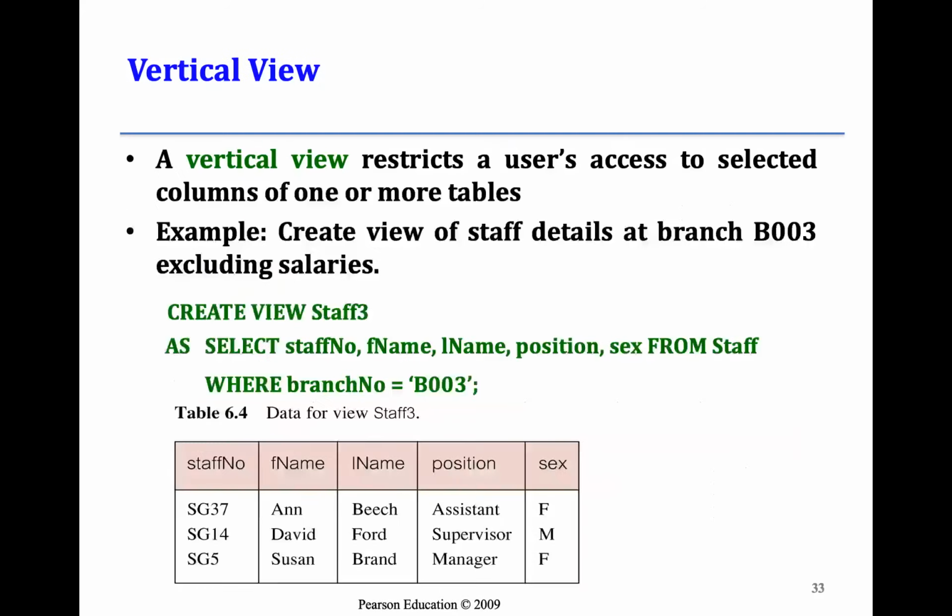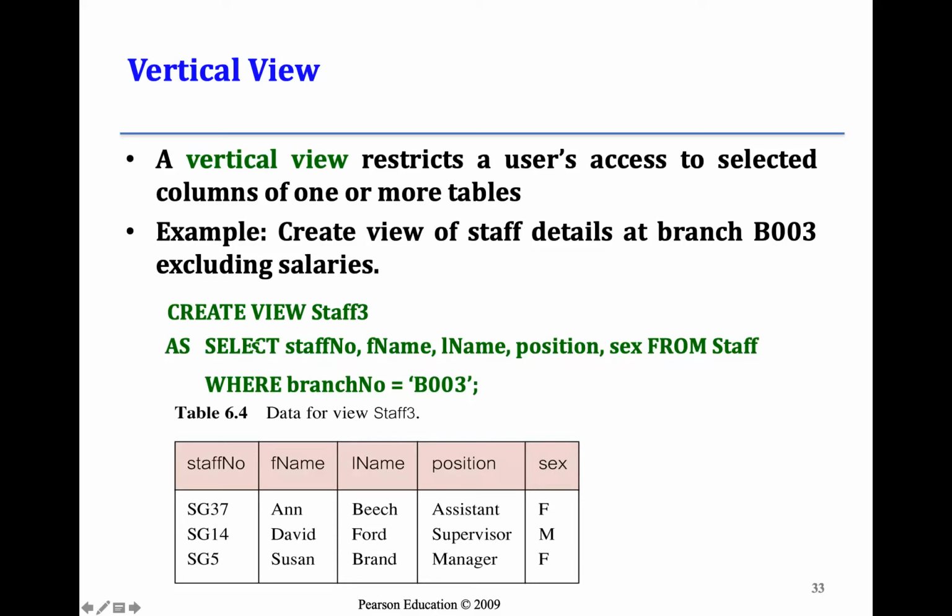But you're able to write some queries on that view. So a second type of view is a vertical view, and it means that you can see the entire, all rows in the relation, but only certain columns. So it's a vertical slice. So in this case, we might want to create a directory of the staff at branch B3, but we want to exclude the salaries. So in this case, we specifically create a view and select the columns that will be in the directory.